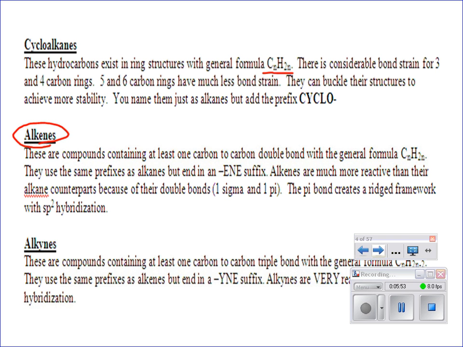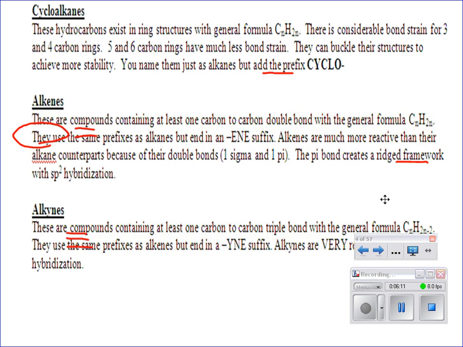Alkenes, in this class, we only have 1 double bond in them. And alkynes have a triple bond. Because of that, the general formula changes. That double bond is going to make you lose 2 H's. And that triple bond is going to make you lose what? 2 more. So a total of 4 H's from the original alkane.